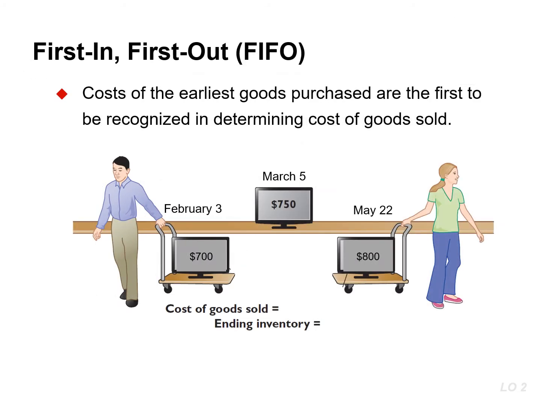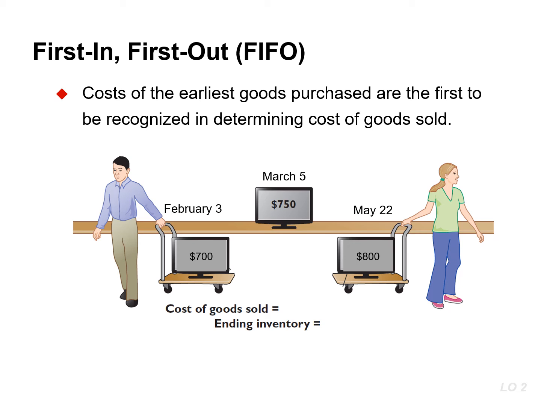The first in, first out FIFO method assumes that the earliest goods purchased are the first to be sold. Under this method, the cost of the earliest goods purchased are the first to be recognized in determining cost of goods sold, regardless of which units were actually sold. Under the FIFO method, the first units in are the first units out, or sold, so these costs are assigned to the cost of goods sold.